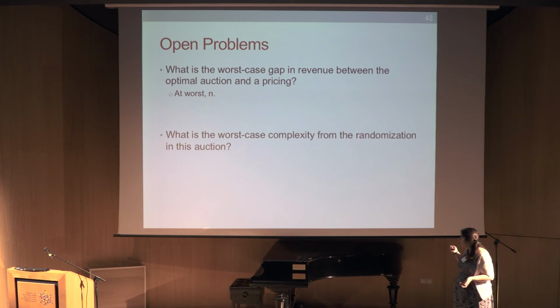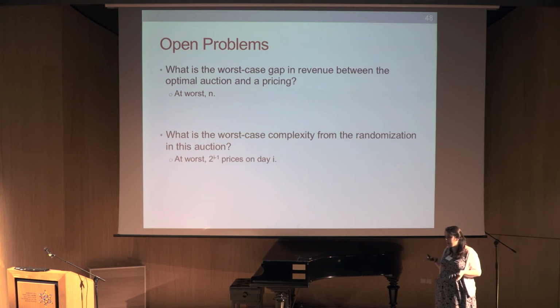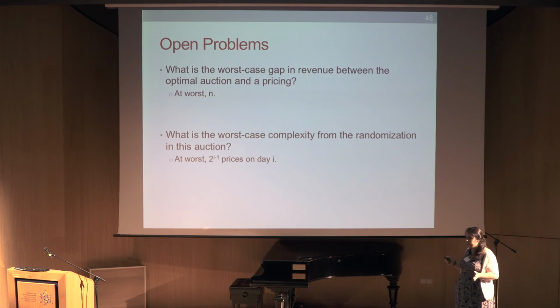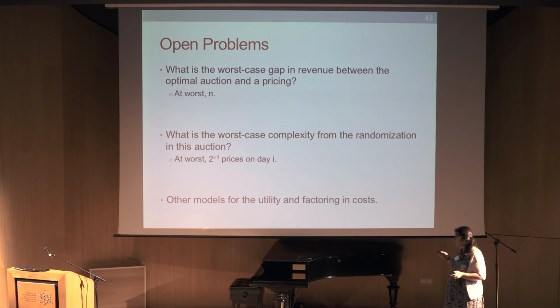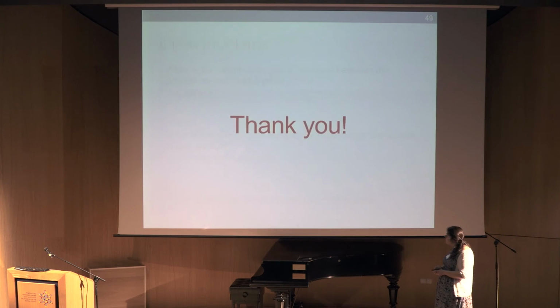What is the worst case complexity from the randomization? I mentioned that at worst it's to the I-1 prices on day I, but we didn't look into this at all, so that's a good question. And also other models for utility and factoring in costs for the FedEx problem. Yeah, so thank you.